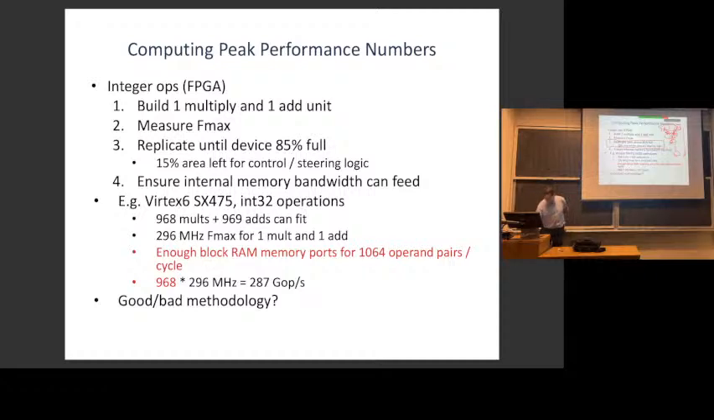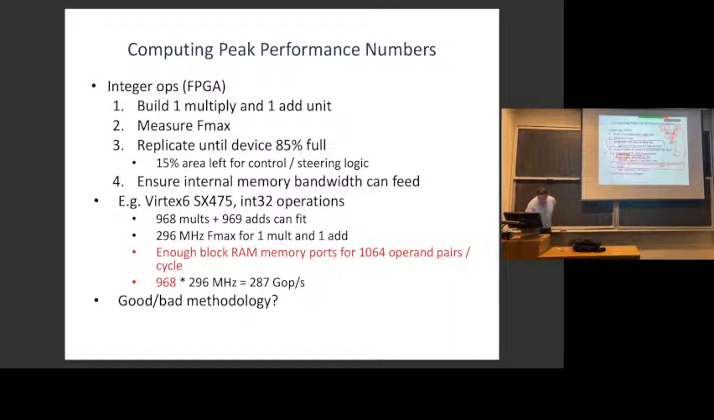So for example, they take a particular Xilinx device, and when they're doing 32-bit integer operations, they find that they can fit this many multipliers and adders: 968 multipliers and 969 adders. So they're going to have to round that. They're going to say they're limited by the multipliers. So 968 units. They check, do I have enough RAM? And they find, yeah, I have enough block RAMs that I could feed 1,064 operand pairs. So I'm not limited by the RAM. I'm going to be limited by the multipliers. That's my lowest number. That's how many units I get.